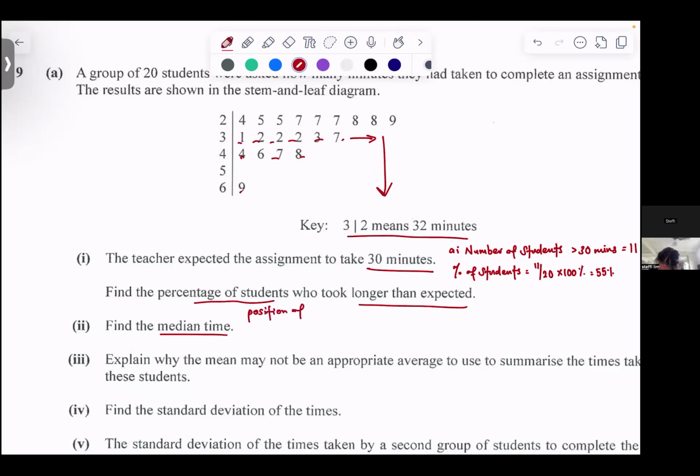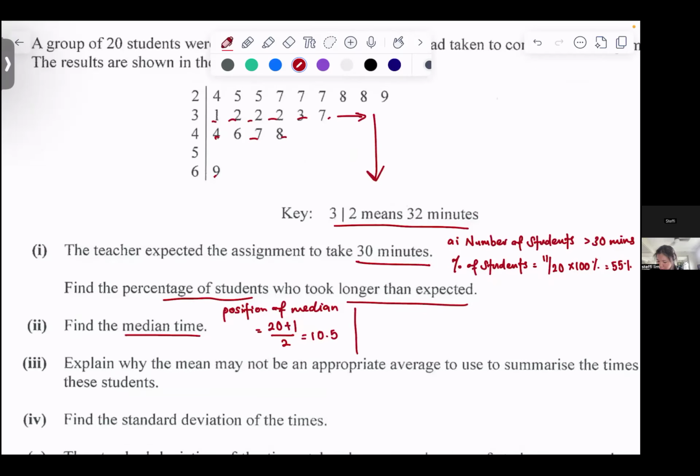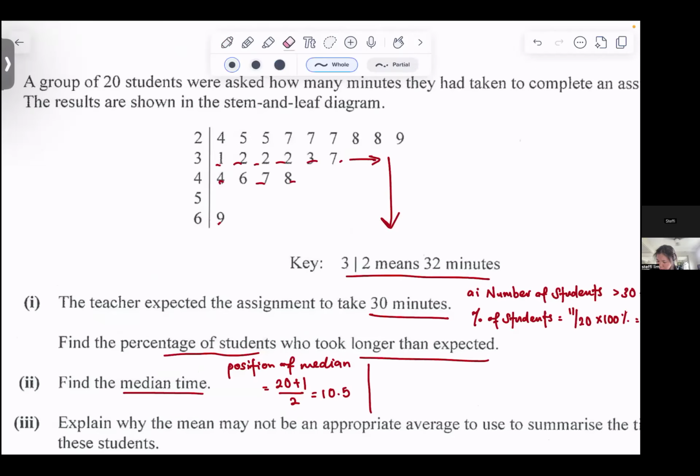Position of median equals 20 plus 1 over 2. I'll get 10.5, right? 10.5, let's count, okay? So I start from the fastest kid, which is 24. 1, 2, 3, 4, 5, 6, 7, 8, 9, 10. But I got 10.5, right? So I need to find this middle time here.